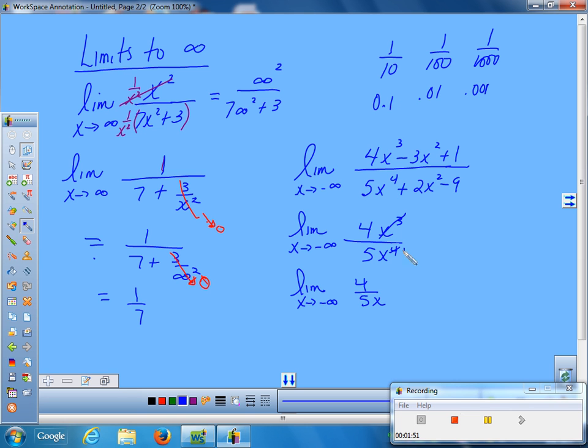What's going to happen when I have 4 divided by, if I put 5 times negative infinity, it's going to be 4 divided by a great big huge monster number, which is going to go to 0. Yep. So we're going to get an answer of 0.